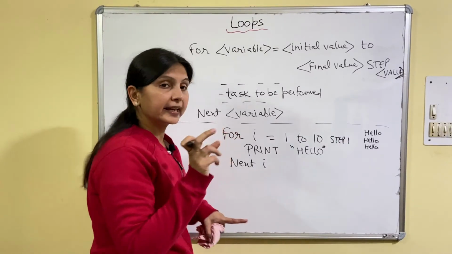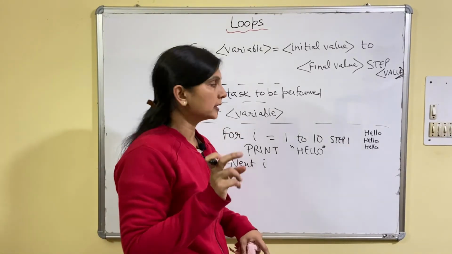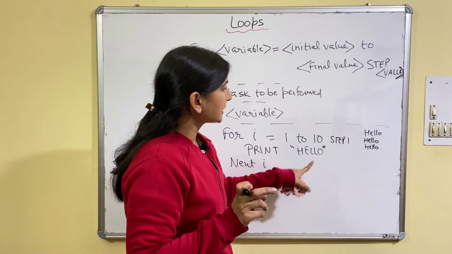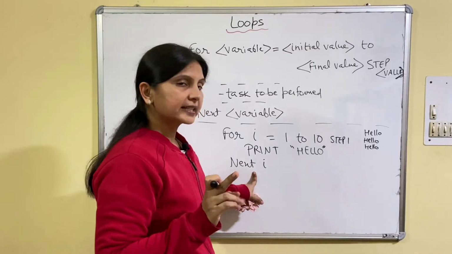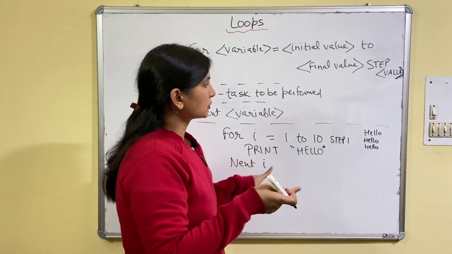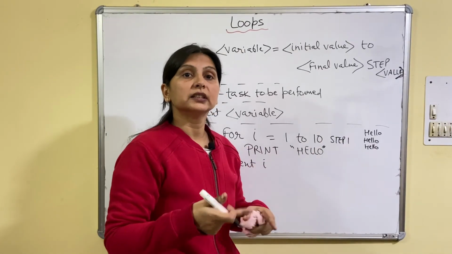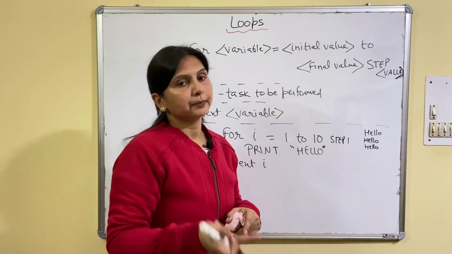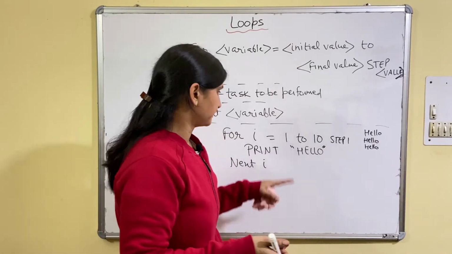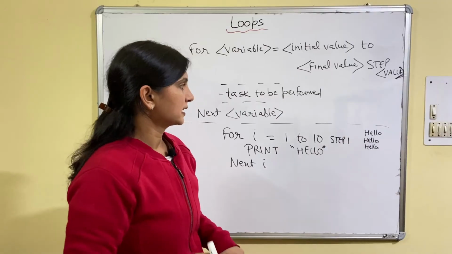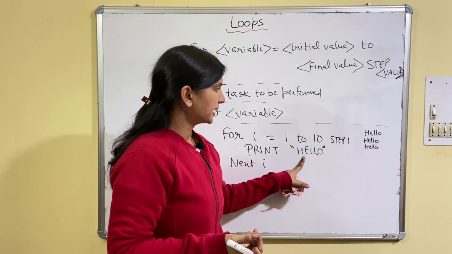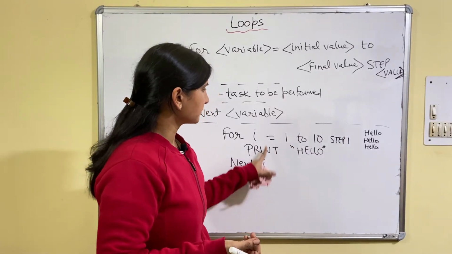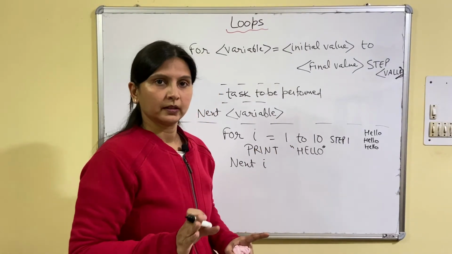For statement directs the computer to repeat this statement how many times? 10 times. And what is the function of next statement? To return the control for the further iteration, for the repetition. Fine. So these are the functions of for next. I hope it is clear. So in a simple way, to repeat hello 10 times, we have put this statement in for loop.